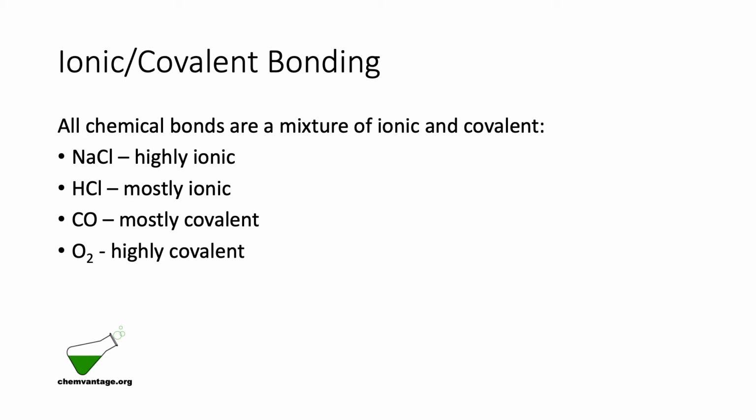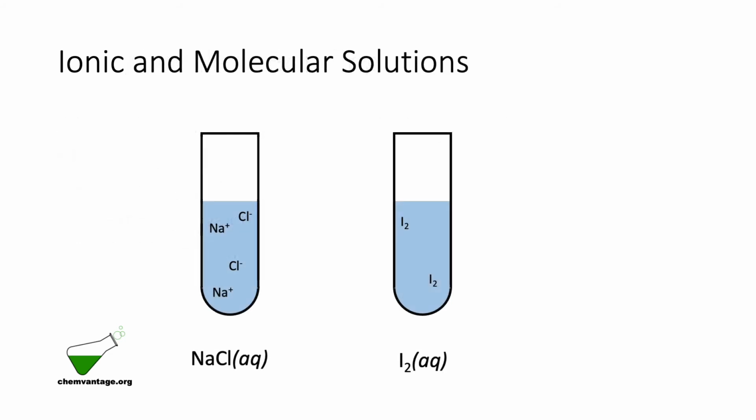So if all chemical bonds have both ionic and covalent character, how do we know when to call a compound ionic or covalent? One practical answer to this question lies in observing what happens when we dissolve the material in water. Materials with ionic bonds, which we call salts, will generally dissolve as separated positive and negative ions. On the other hand, covalently bonded molecules like iodine will dissolve as intact neutral molecules.